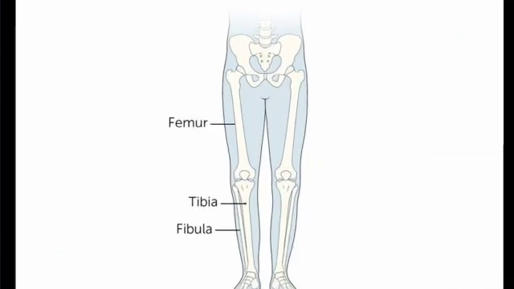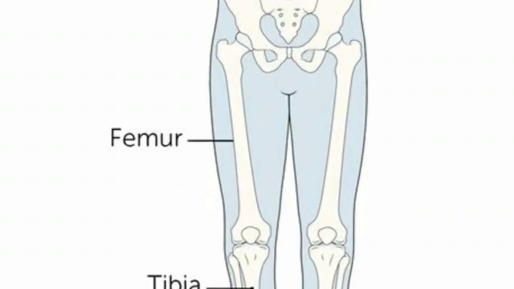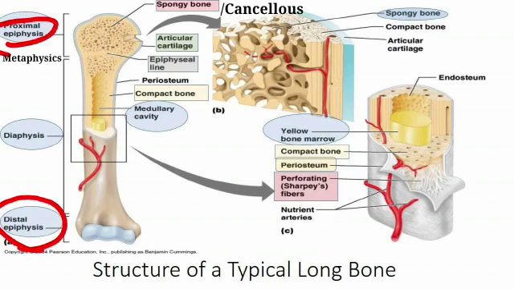For our video today, let's take the humerus, which is a long bone, to explain the different sections of the bone structure. The ends of the bones are called epiphysis, the center is called diaphysis. The metaphysis separates the center of the bone from the end of the bones.